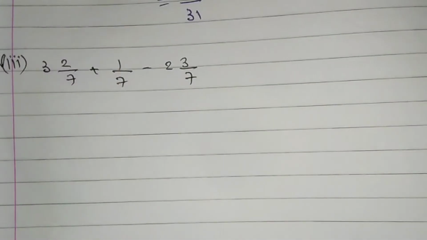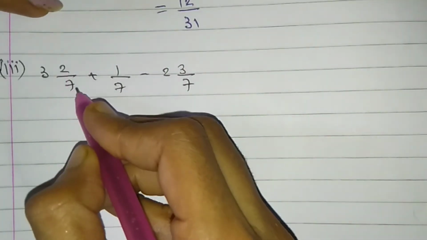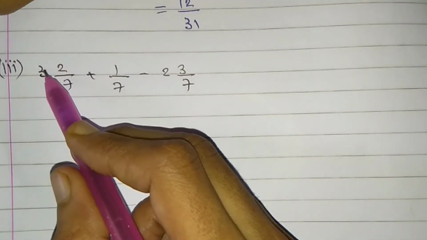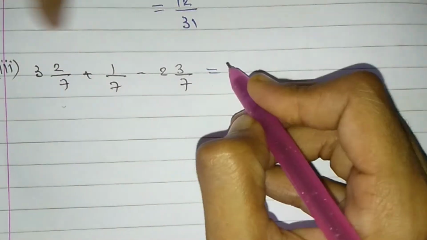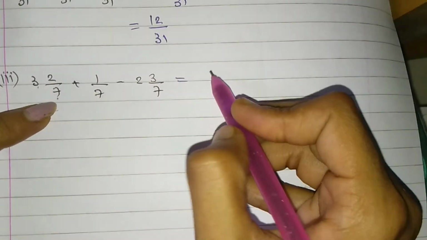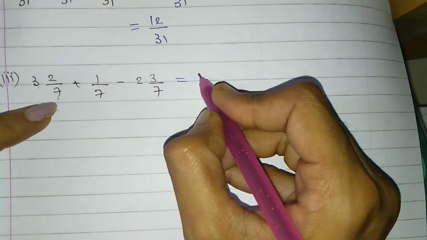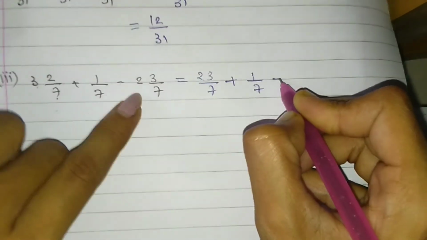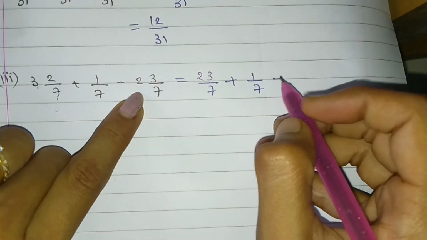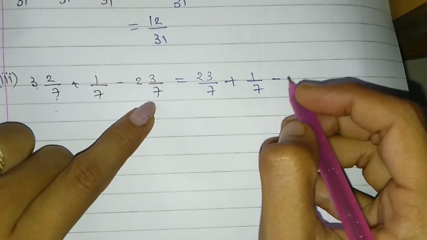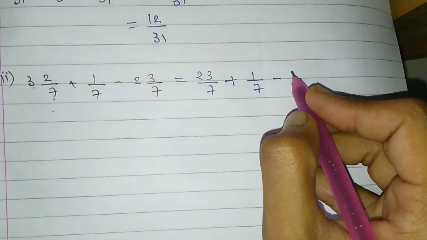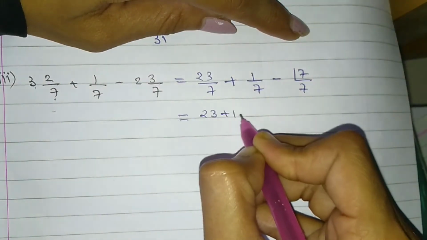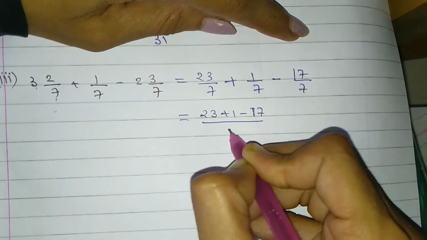The same. Here the 8th one, the question is 3 2 upon 7 plus 1 upon 7 minus 2 3 upon 7. Now this mixed fraction we have to convert into an improper fraction. So 3 7s are 21. 21 plus 2 is 23 upon 7 plus 1 upon 7 and minus, this is also a mixed fraction, so convert into improper. So 2 7s are 14. 14 plus 3 is 17 upon 7.